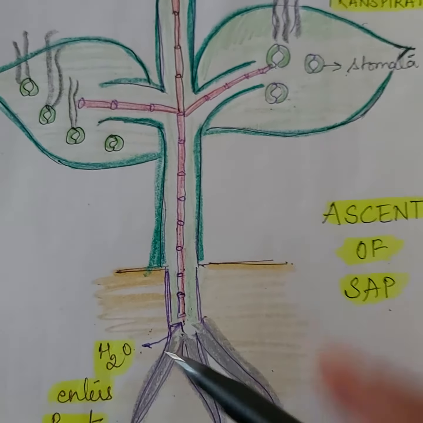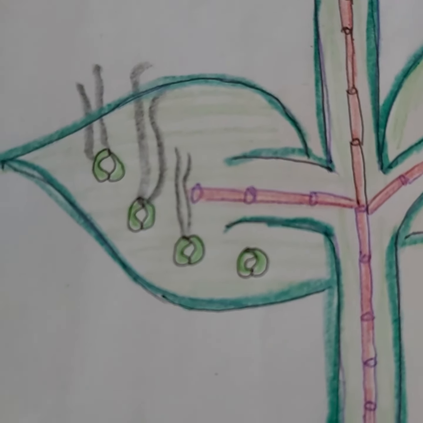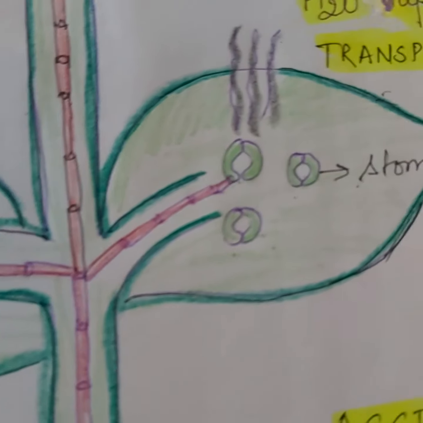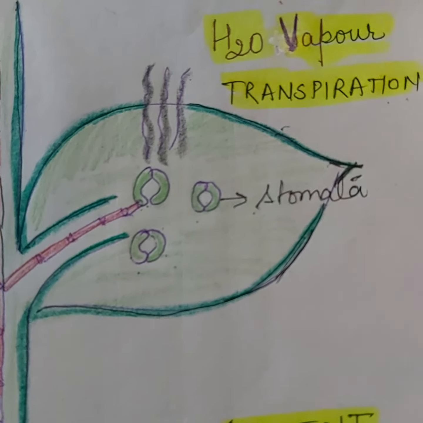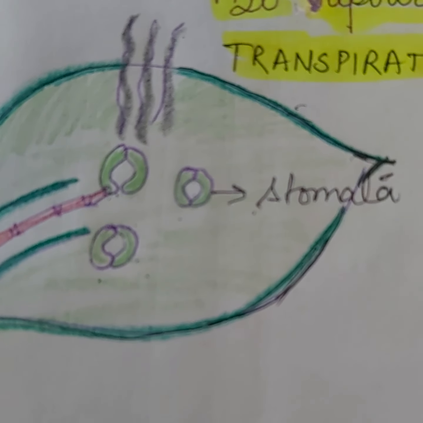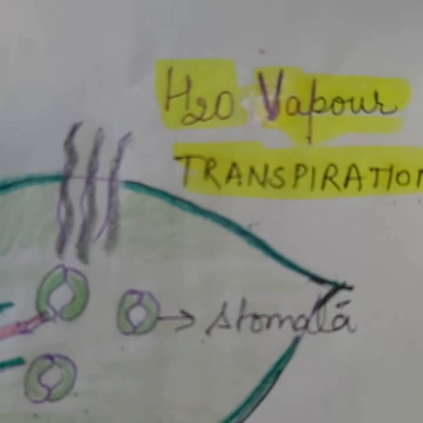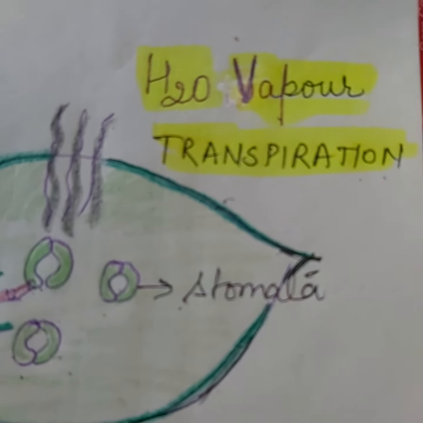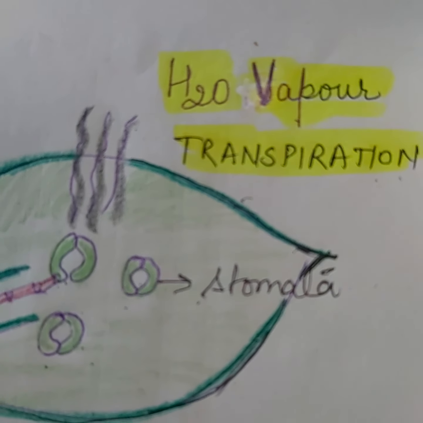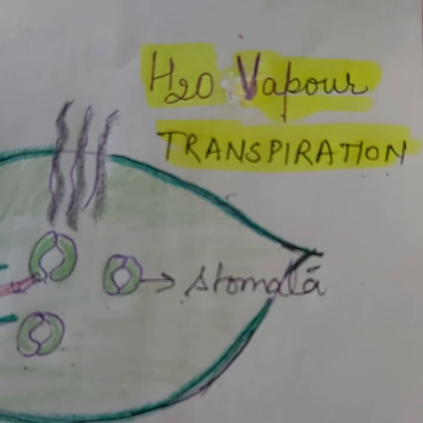Let us see. Children, all of you know that the aerial parts of the plants, the green stems and the leaves, have tiny pores which are called stomata. It is through these pores only that the plants exchange their gases as well as water is lost from the plant body in the form of water vapor, utilizing the heat of the sun during the daytime. This phenomenon is called transpiration.